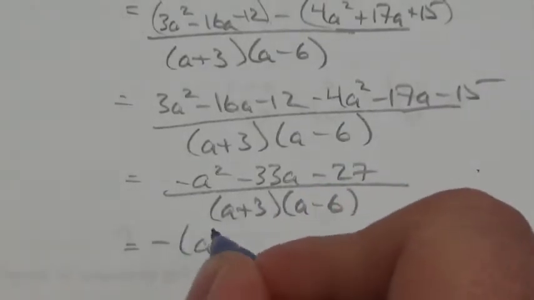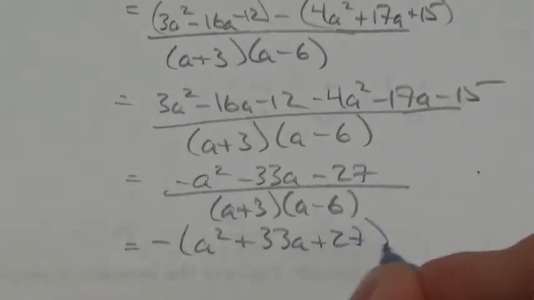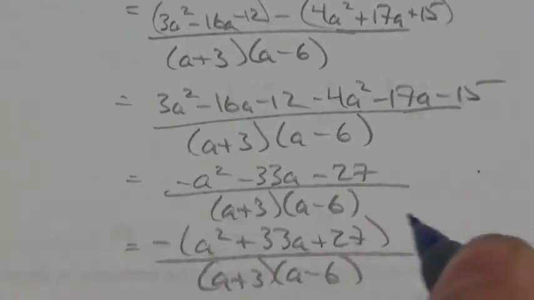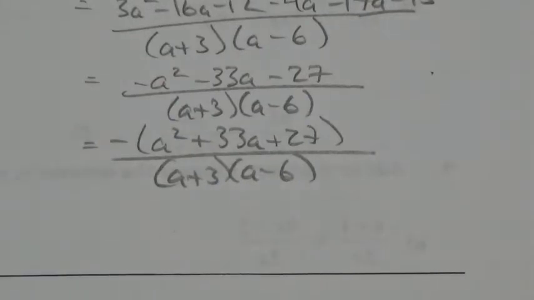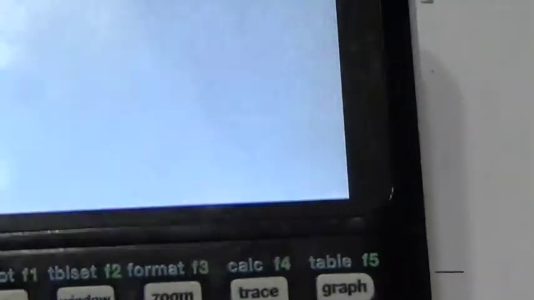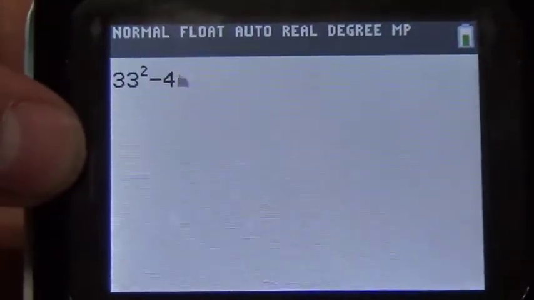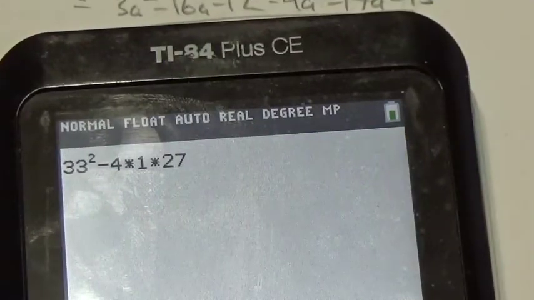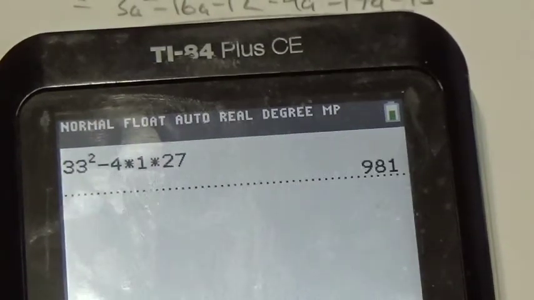I'm lazy right now, so I'm going to take the negative out of the numerator. A plus 3, a minus 6. And as I've done a couple of times already, I'm going to check that discriminant. B squared minus 4ac. So in this case, b was 33. So 33 squared minus 4 times a times c. Oops, sorry about that. So anyway, 33 squared minus 4 times 1 times 27, 981.